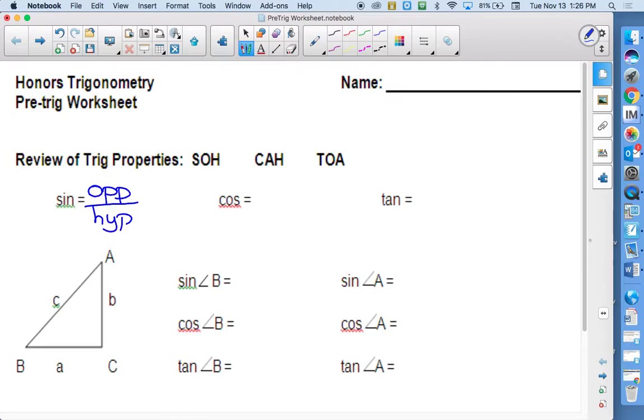Chelsea, the CAH in SOHCAHTOA represents adjacent over hypotenuse. And then the tangent is opposite over adjacent.